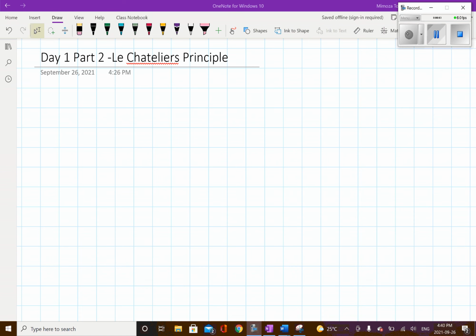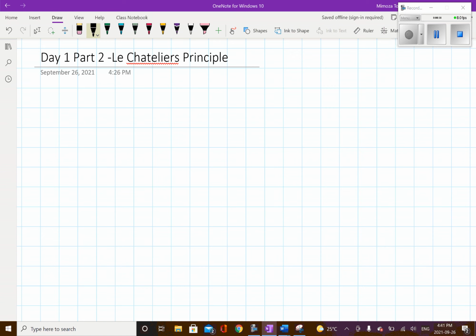Okay, so for this part of the lesson, we will talk about what is known as the Le Chatelier principle, which deals with what is happening with the system in equilibrium when you introduce a change to the system.